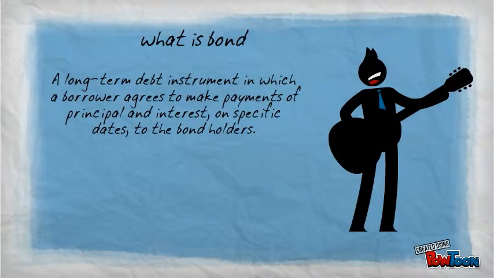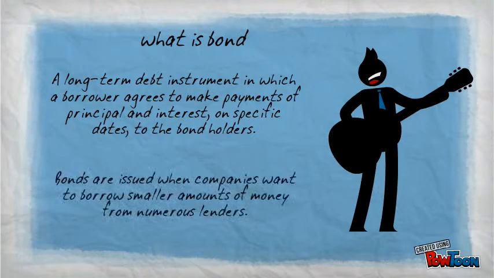What is a bond? A long-term debt instrument in which a borrower agrees to make payments of principal and interest on specific dates to the bondholders. Bonds are issued when companies want to borrow smaller amounts of money from numerous lenders.